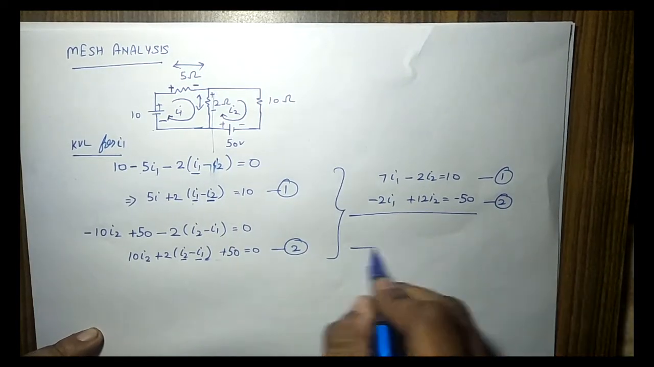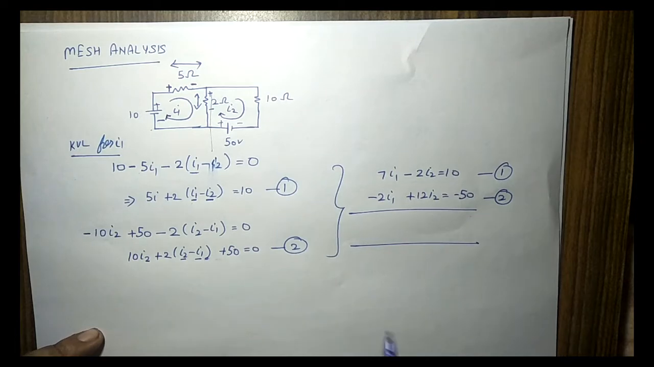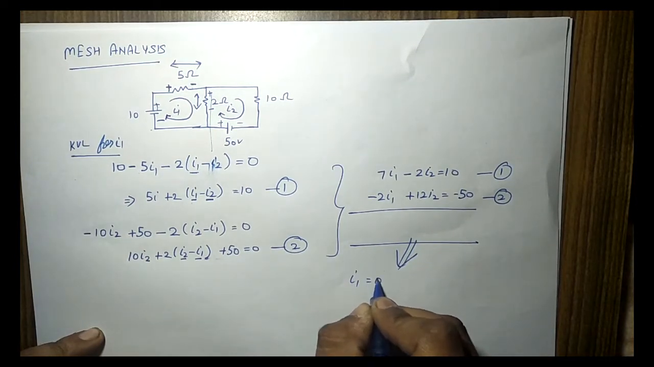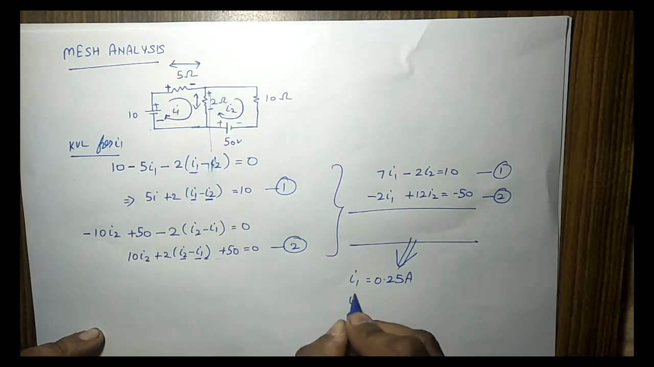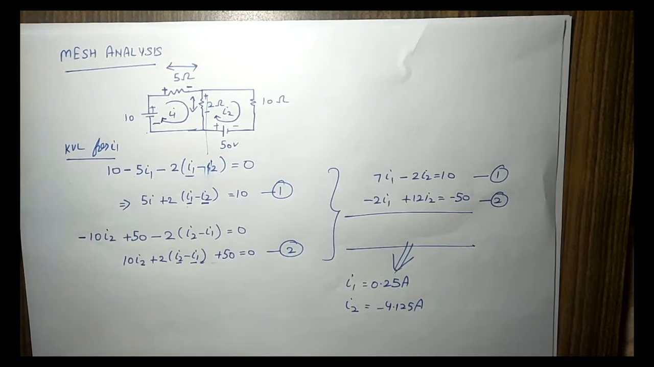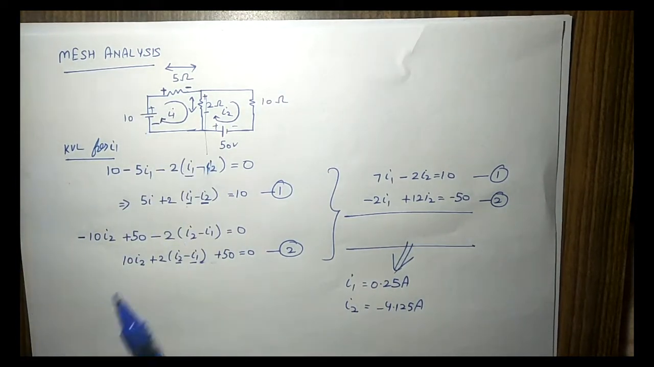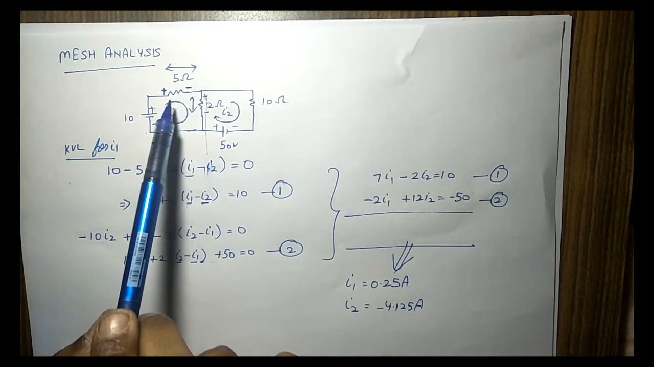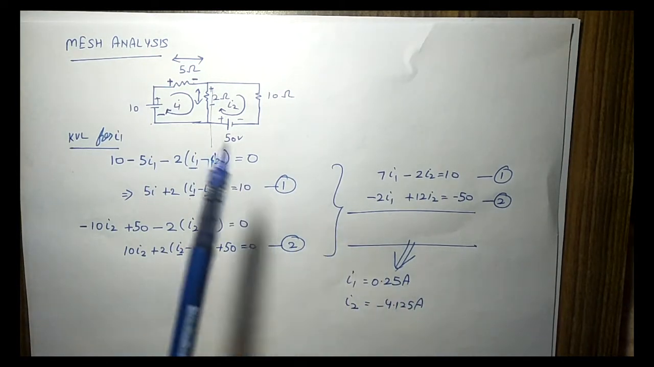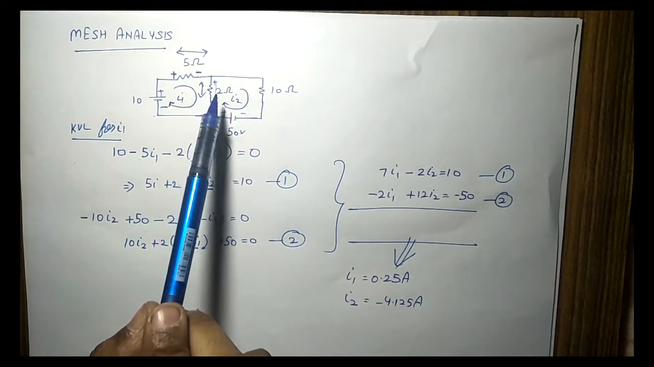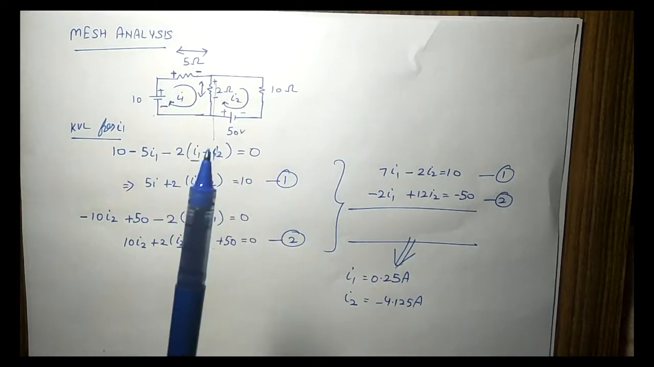We can solve these two equations by any method you like, elimination method, substitution method, or any other method, and at last we will calculate the values, which come to I1 equal to 0.25 ampere and I2 equal to minus 4.125 ampere. So you can infer that I1 is flowing in loop 1 and I2 is flowing in loop 2. If you have to find the voltage drop across the 5 ohm resistor, simply multiply 5 ohm by 0.25. If you want to calculate the voltage drop at the 2 ohm resistor, simply take 2 into (I1 minus I2).